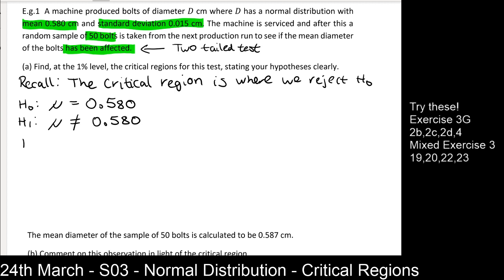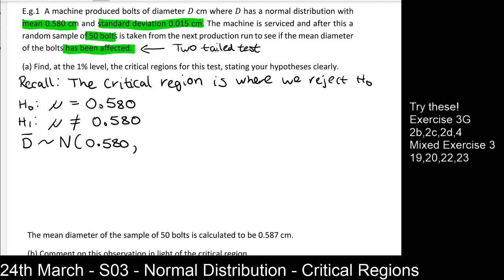Then we need to write the distribution. So the diameter of the bolts, we're told in the question, is D. So I'm going to put D with a little line above it. I put the line above it because I'm talking about a sample here, not just a standard normal distribution like we've been doing earlier in the booklet. So I put the N for normal distribution. The mean is 0.580. It's always going to be what your mean in the question is, as what you believe to be true before you begin. That's what you always put as your mean there.